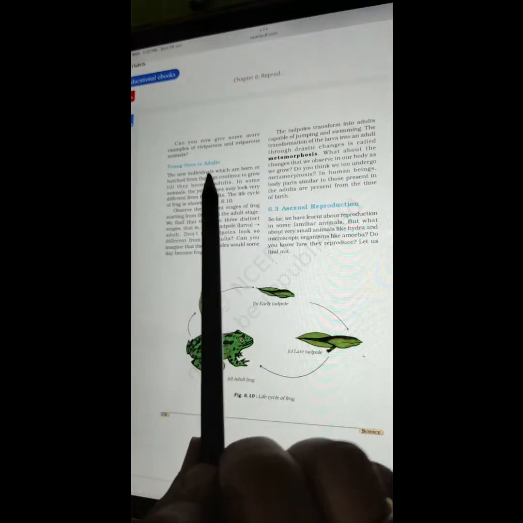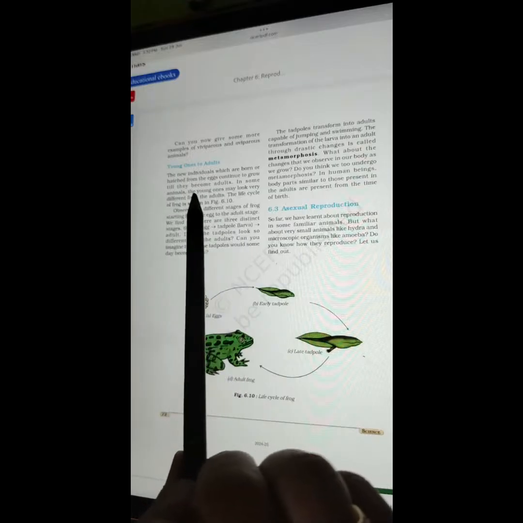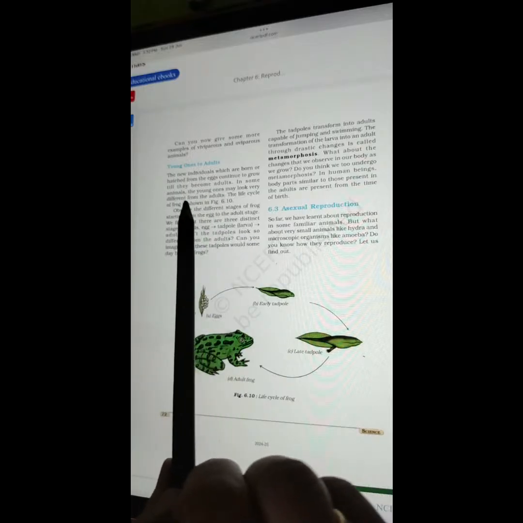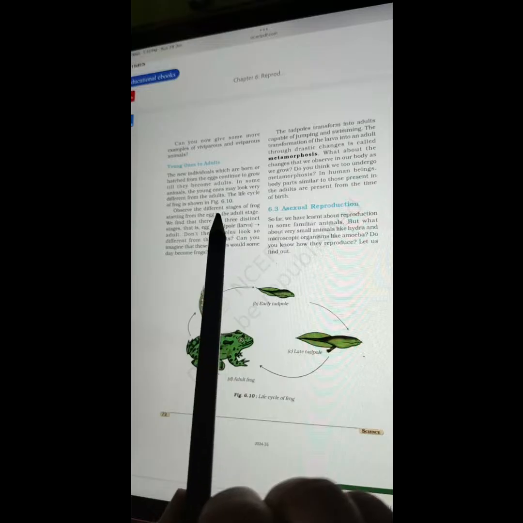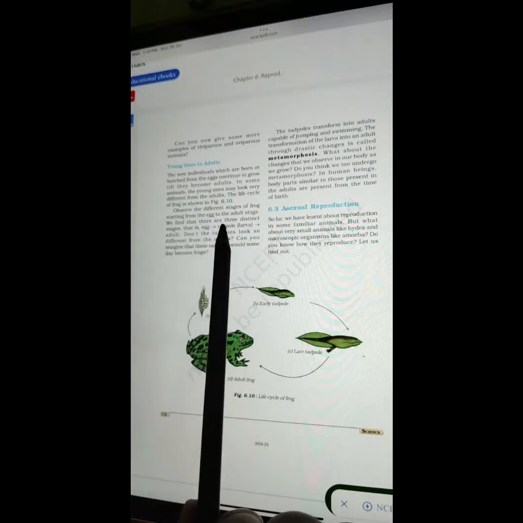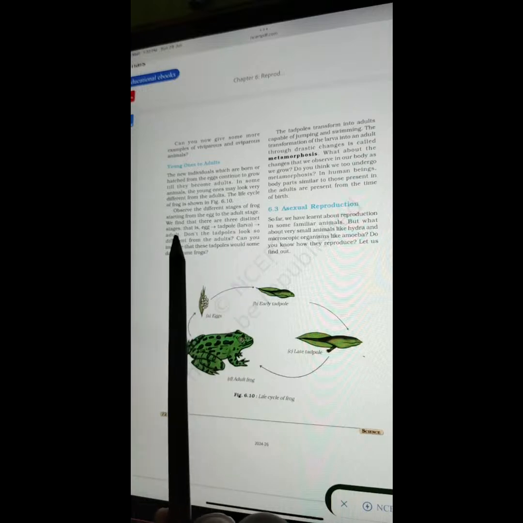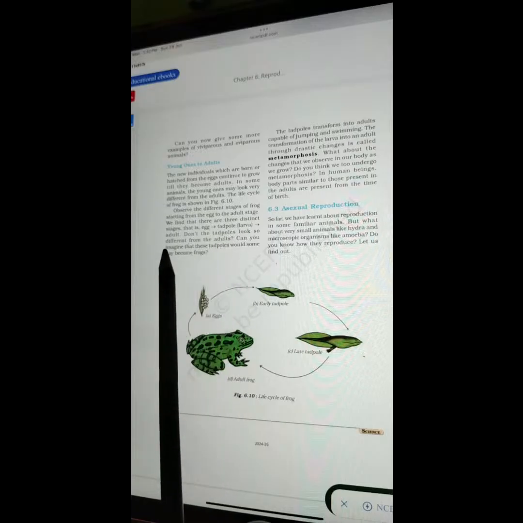Young ones to adults. The new individuals which are born or hatched from the eggs continue to grow till they become adults. In some animals, the young ones may look very different from the adults. The life cycle of frog is shown in figure 6.10. Observe the different stages of frogs starting from the egg to the adult stage. We find that there are three distinct stages, that is egg, then tadpole or larva, and then comes the adult.